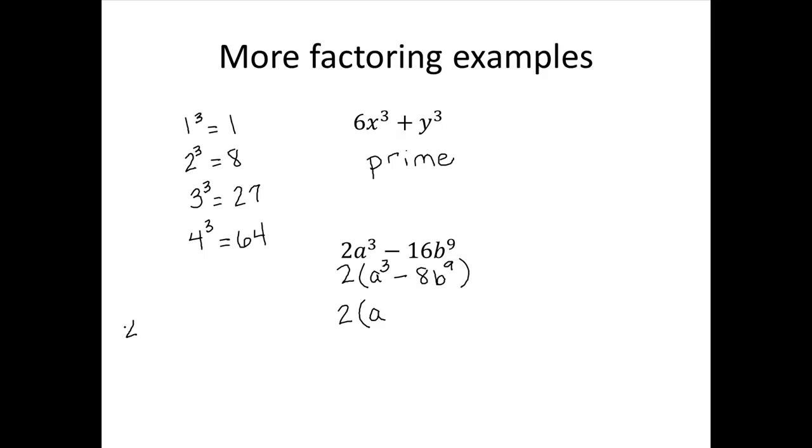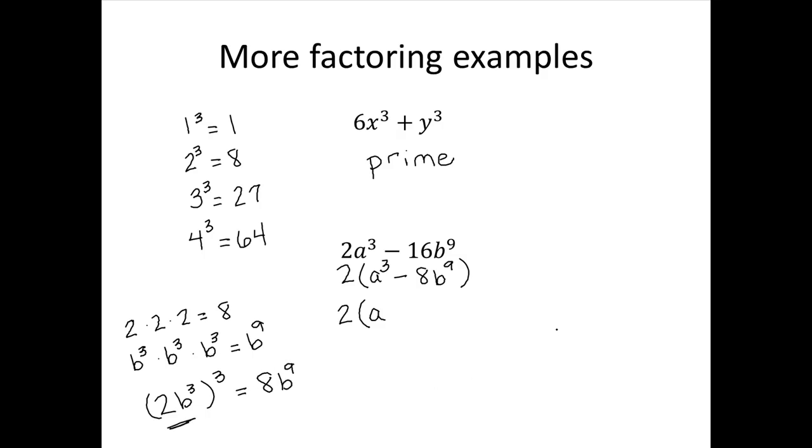All right, now this one's a little trickier, so you may want to go over here and think about what you've got. We know that 2 times 2 times 2 is equal to 8. We know that b to the 3rd times b to the 3rd times b to the 3rd is equal to b to the 9th. So we know that 2b cubed to the 3rd power is equal to 8b to the 9th. So my base is 2b to the 3rd. So my first sign always matches up, so it's a minus. My base was 2b to the 3rd power.